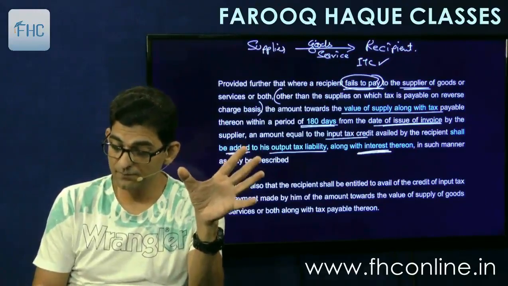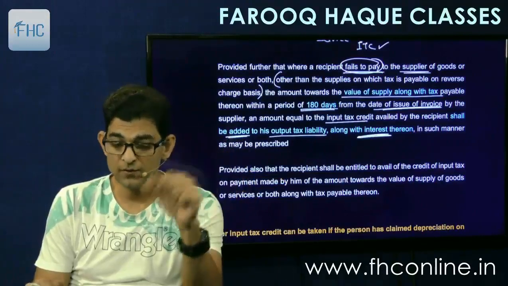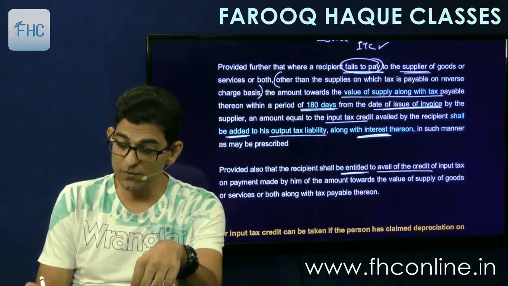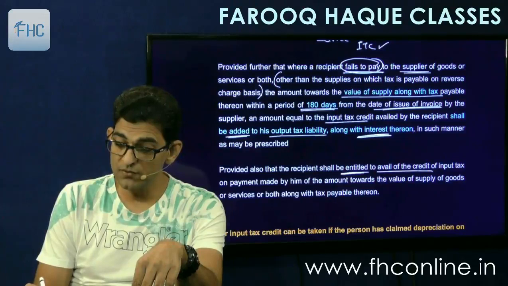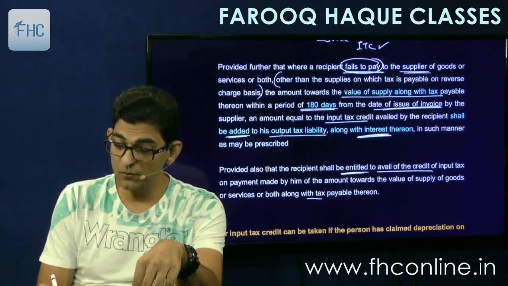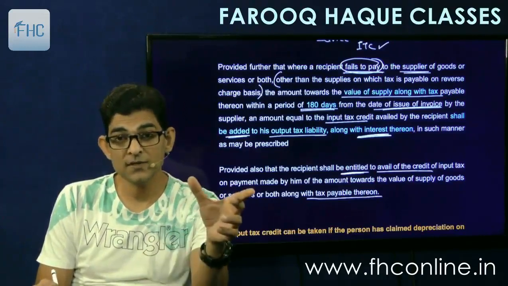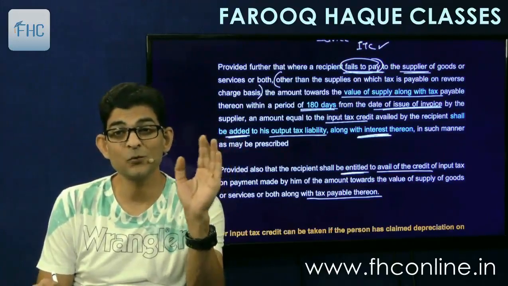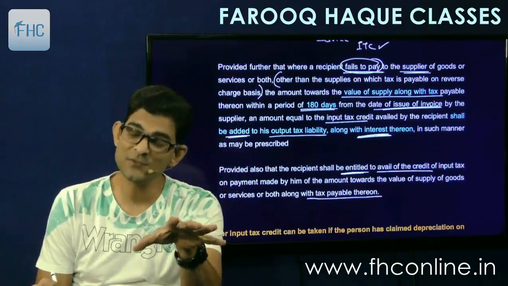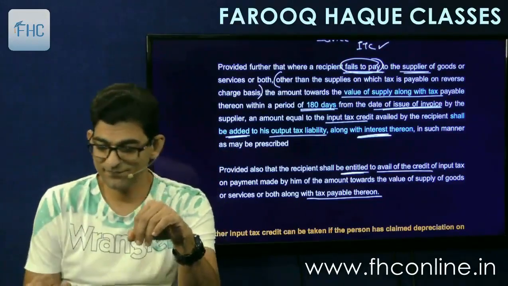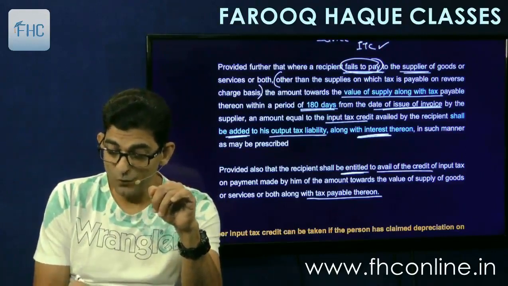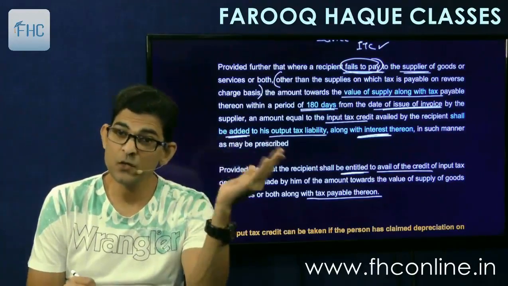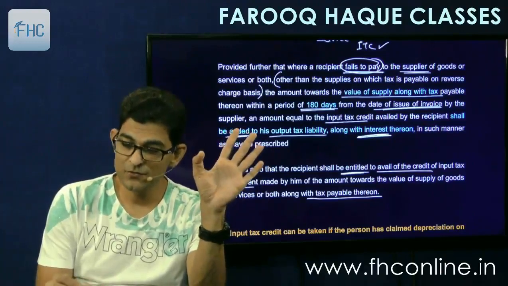Now let's understand this. But first read another proviso also, and then we'll see both together. Provided also that the recipient shall be entitled to avail the credit of input tax on payment made by him of the amount towards the value of supply of goods or service, or both, along with the tax payable thereon. Now what it says is that if after 180 days you pay this amount to the supplier, then you are entitled to take the credit again. You can re-avail the credit. So this is re-availment of credit. Okay. Once you pay the value of goods plus tax to the supplier, you can re-avail the credit. So let's see.